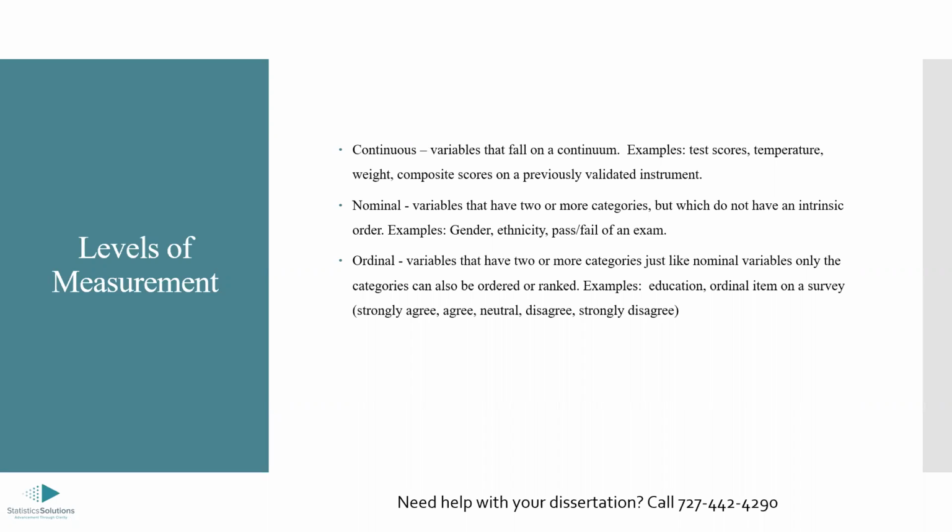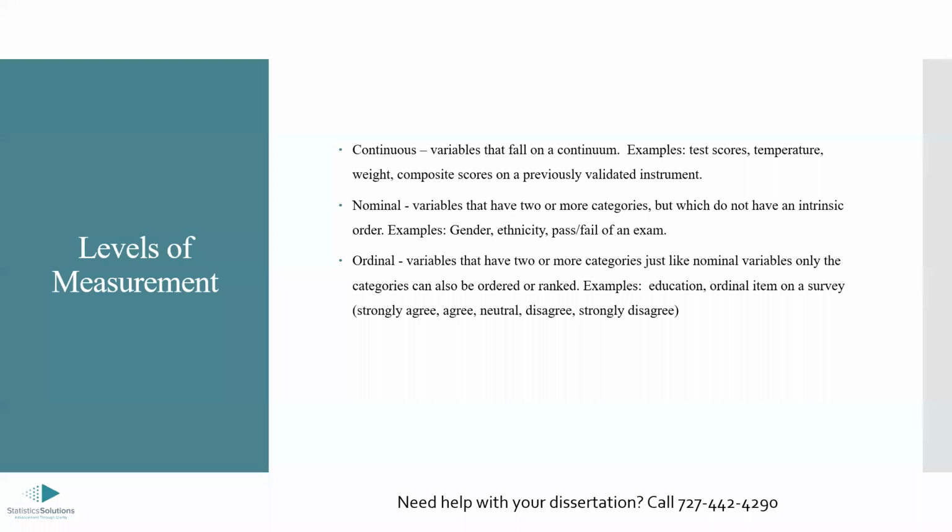Nominal variables are categorical variables, things that don't have an intrinsic order. Examples like gender, ethnicity, passing or failing of an exam. You have distinct categories, but they are not necessarily ranked. When you add ranking to it, you have an ordinal variable. So an ordinal variable kind of falls under a nominal variable, under the same umbrella, but an ordinal variable is a specific type of nominal variable.